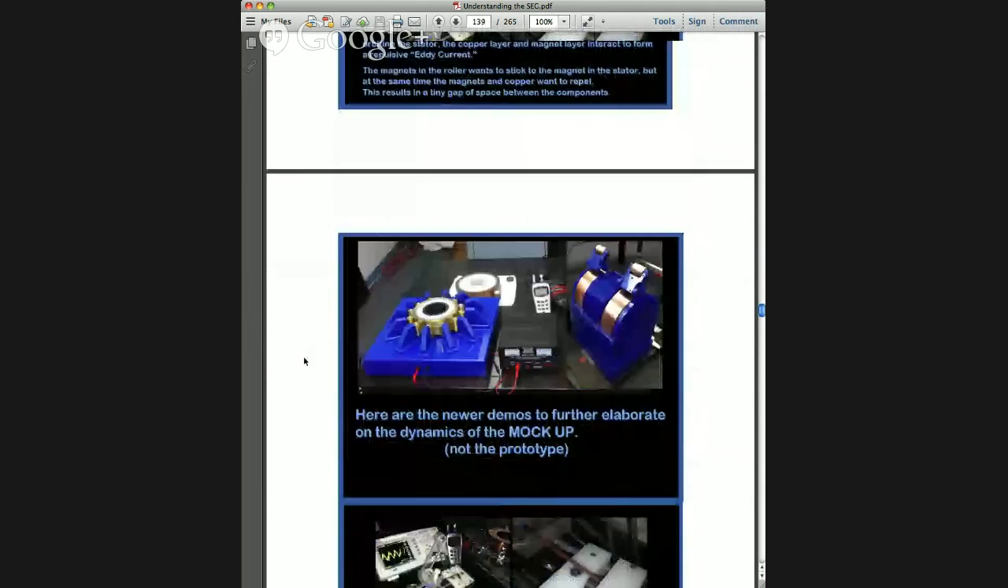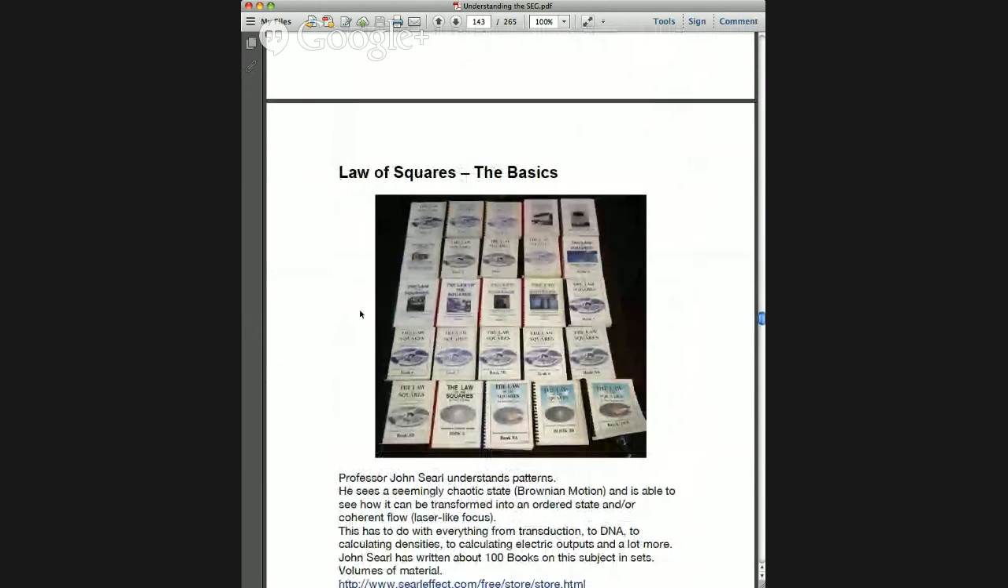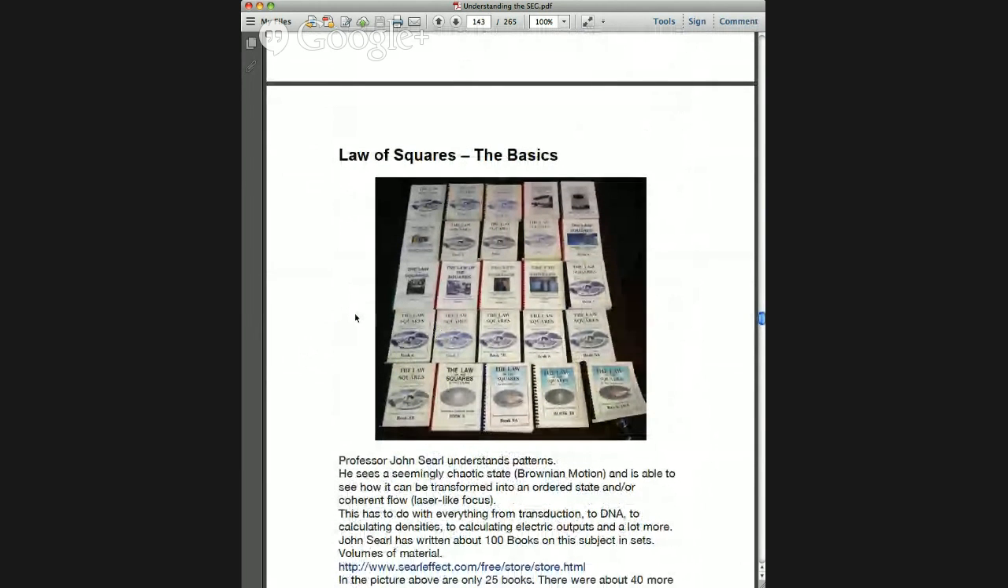I'm going to get into the law of squares. I just want to show people. Here it is. So here's a picture of 25 of his Law of Squares books that I put on the table because I couldn't fit any more on the table. These are John Searl's, at the facility, and so I just put them all on the table.